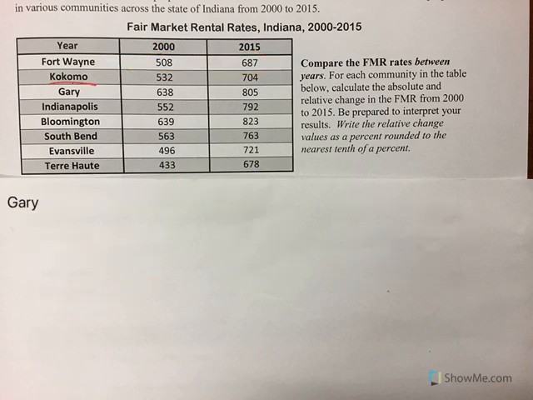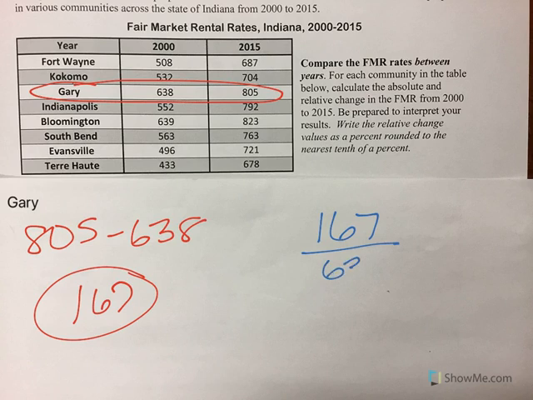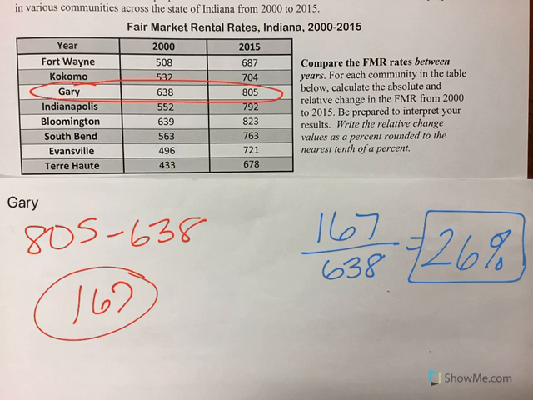For Gary, well, let's look at Gary. Okay, so for absolute, new minus old, so that gives us 167. And then we take our new minus old divided by old, and we get 26%. And I'm rounding to the nearest percent for these.